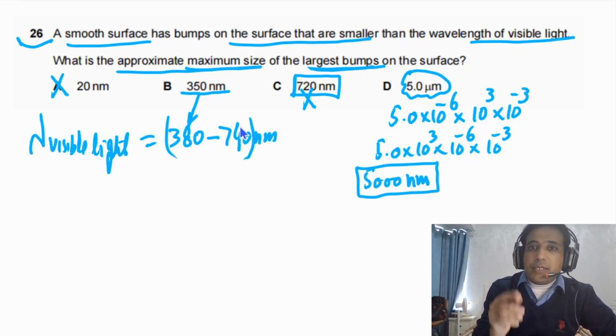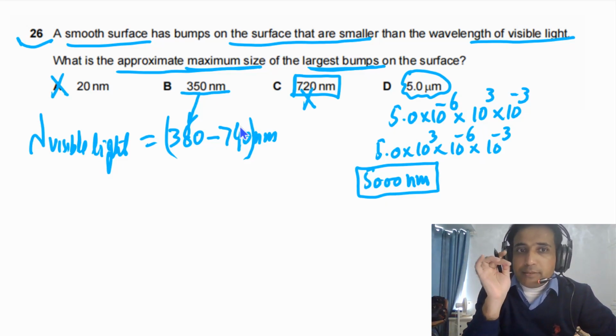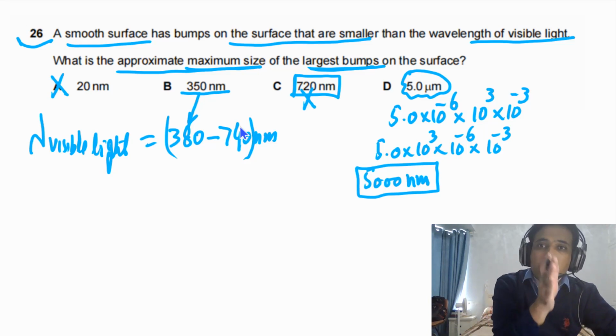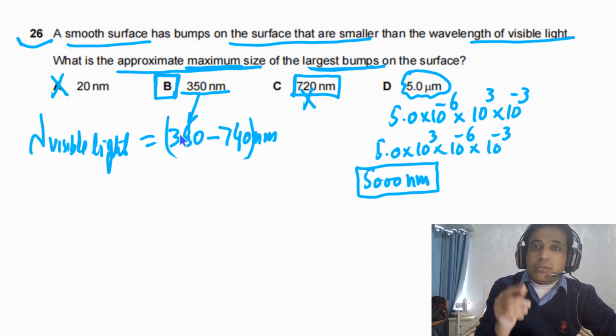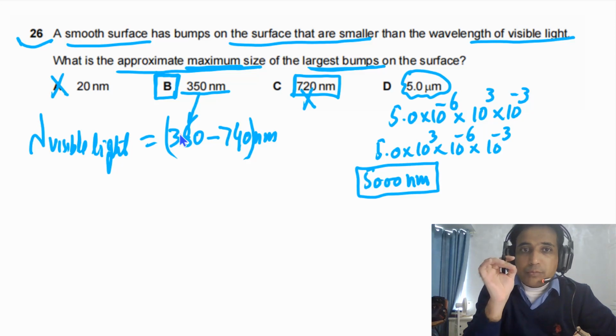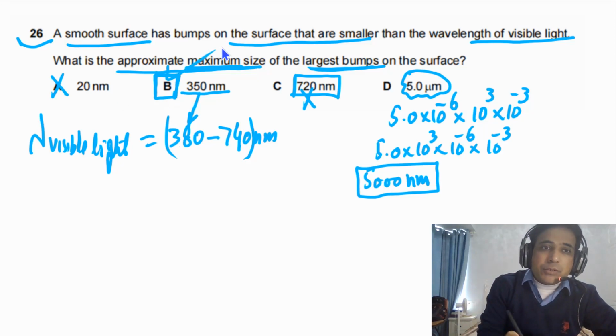And this is greater than the wavelength of visible light. But we have to find something smaller than the wavelength of visible light. So the best answer for this question is 350, and this is the maximum size. This has to be close to the smallest wavelength of visible light. So the answer for this question is B.